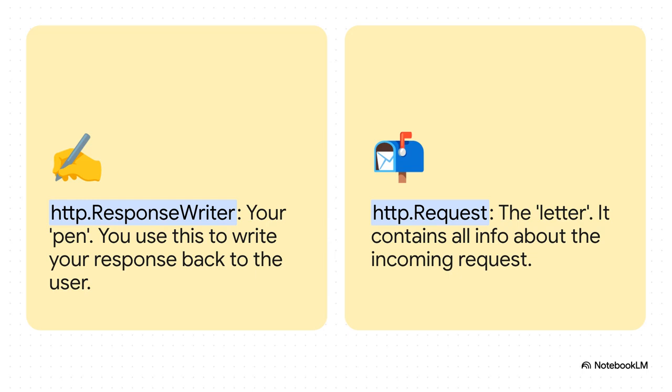First, you have the http.ResponseWriter, which we usually call w. Think of this as your pen. It's what you use to literally write your response back to the user. And then you have the http.Request, or r. That's the letter that just arrived. It has everything you need to know about the request, like what page did they ask for?